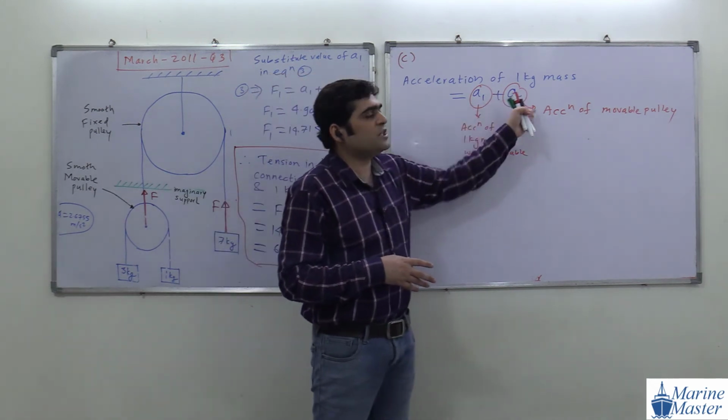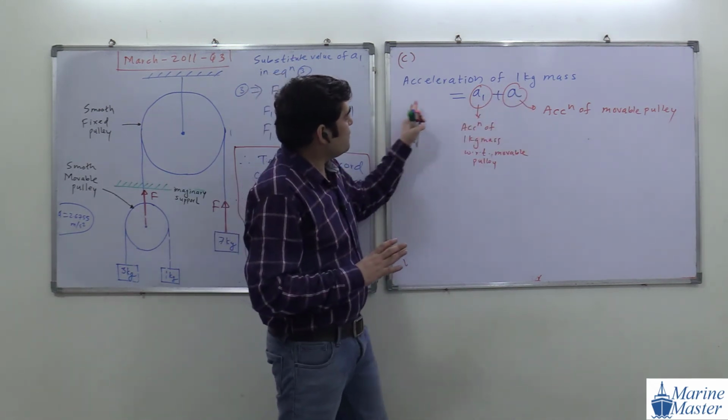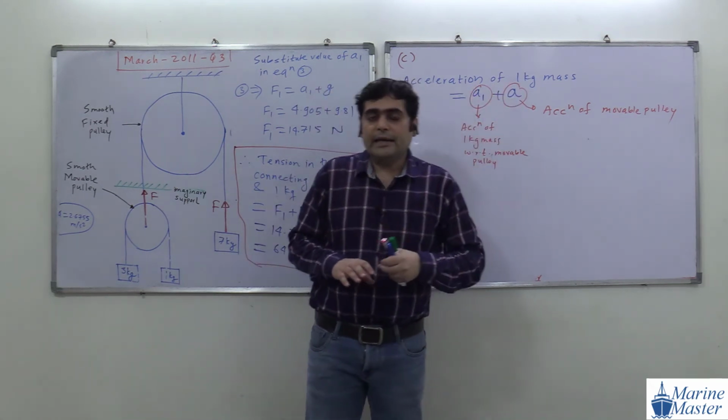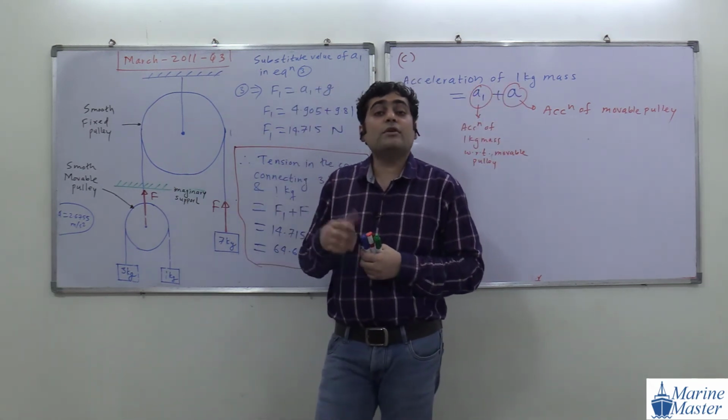The same scenario is here also. Okay, so here we got the acceleration of 1 kg mass. In this way, A1 plus A. Now what about the 3 kg mass, guys? What about the 3 kg mass?